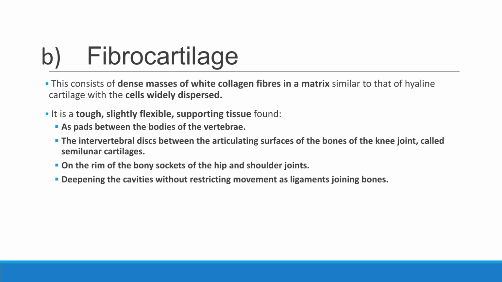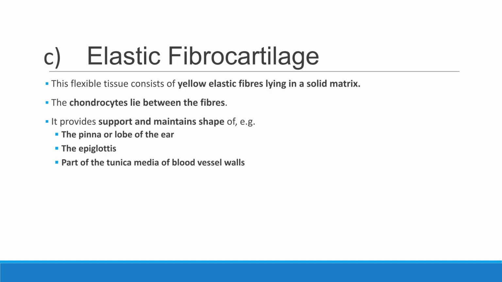Fibrocartilage is a tough, slightly flexible supporting tissue with dense masses of white collagen fibers in a matrix. It forms pads between vertebrae, the semilunar cartilages of the knee joint, and deepens the bony sockets of the hip and shoulder joints. Elastic fibrocartilage is a flexible tissue with yellow elastic fibers in a solid matrix. It provides support and maintains the shape of structures such as the pinna of the ear, the epiglottis, and part of the tunica media of blood vessel walls.